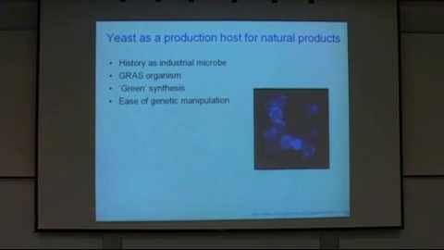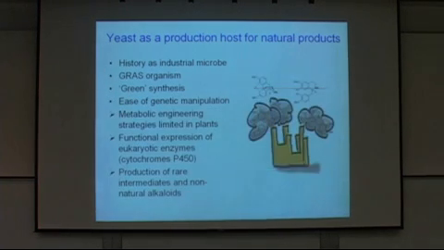We've heard a lot of the reasons why we like to use yeast as a production host. It has a very extensive history as an industrial workhorse. It's a GRAS organism. It allows green synthesis or white biochemistry, avoiding the harsh reaction conditions and toxic waste streams often associated with organic synthesis. And of course, it's easy to do genetic manipulation. There are plenty of plasmid-based vectors that you can use, as well as the ability to do targeted chromosomal integration, which is a major advantage.